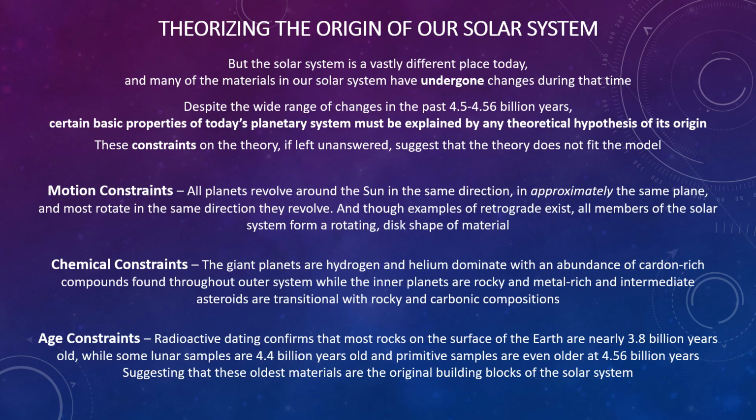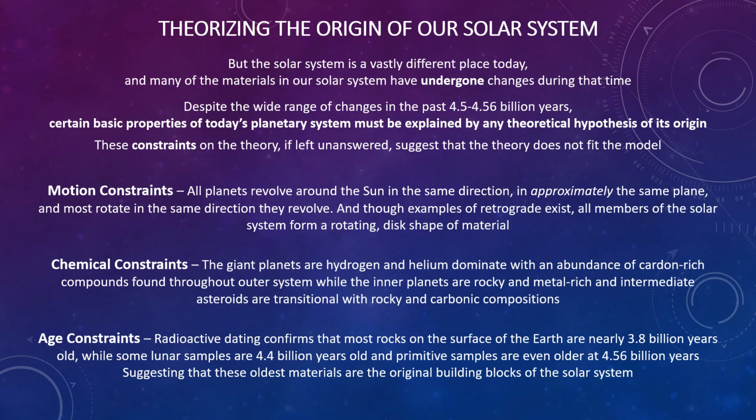So we know that the solar system has to have been a vastly different place in the past than it is today. And we can tell this because many of the materials in our solar system have undergone and are currently undergoing changes. So despite the wide range of changes in the past 4.5 to 4.56 billion years, there are certain basic properties of the planetary systems that must be explained by any hypothesis that is describing their origin. So these are constraints on our theory that, if left unanswered, suggest that your theory isn't right.